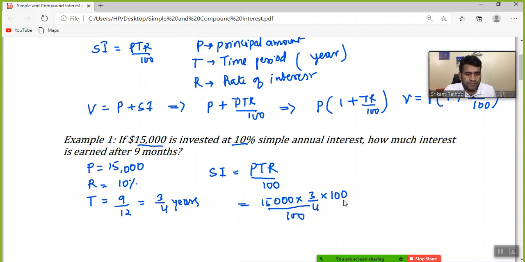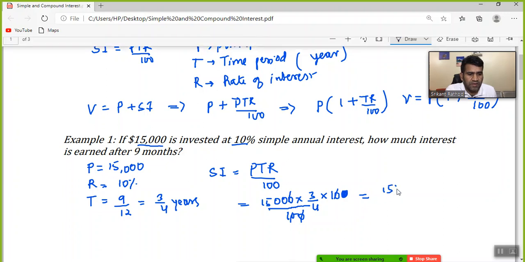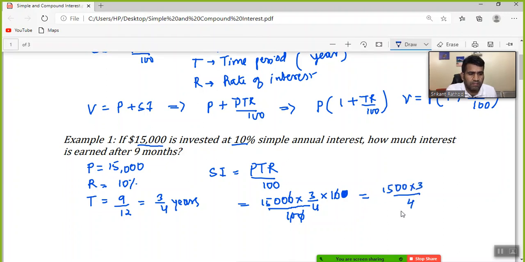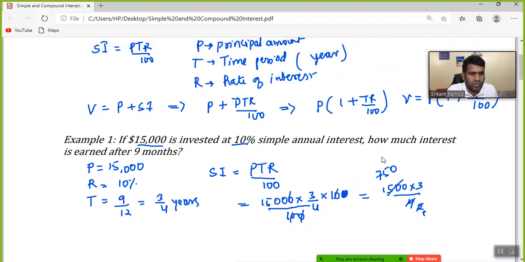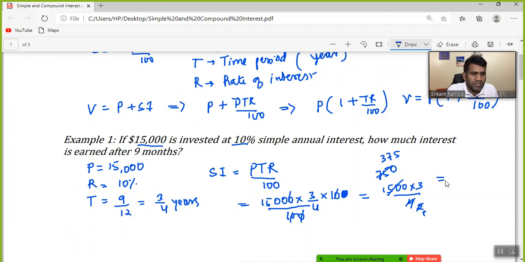Sorry, this is 10, right? So simplify it: the 0 and 0 get cancelled out. What are we left with? 1500 times 3 by 4. I can divide by 2, then it's 750. I can divide further by 2, then it's 375. 375 times 3: 3 times 5 is 15, carry 1. 3 times 7 is 21, plus 1 is 22, carry 2. 3 times 3 is 9, plus 2 is 11.